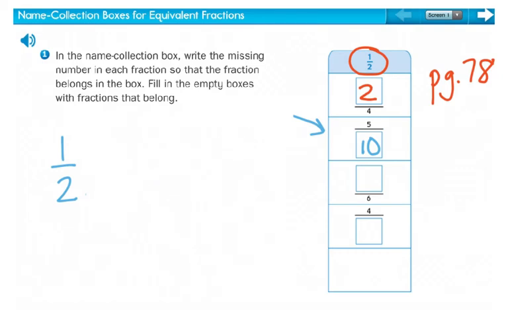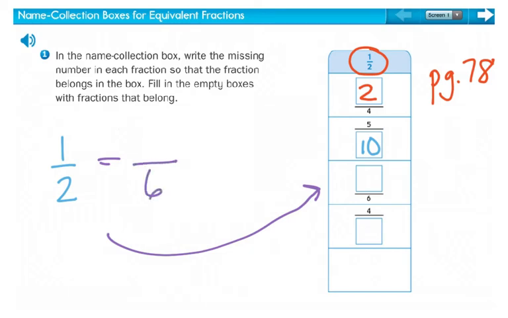Let's try another one. This time, I'm looking at example number 3, and it tells me that my denominator is 6. So 2 times what equals 6? Well, 3. So if I multiply the bottom by 3, I have to multiply the top by 3. 1 times 3 is 3. In other words, 3/6 is also equal to 1/2.